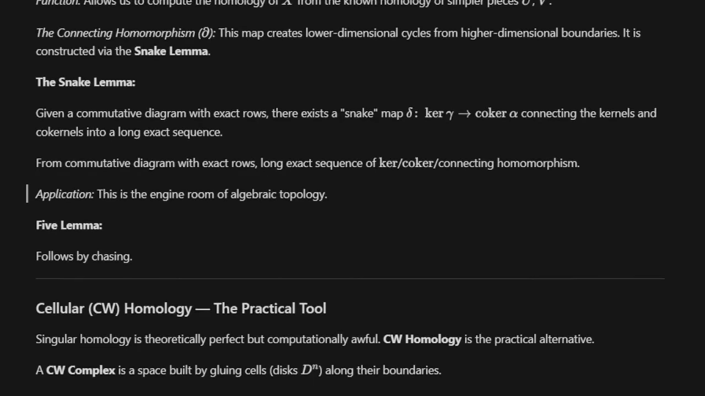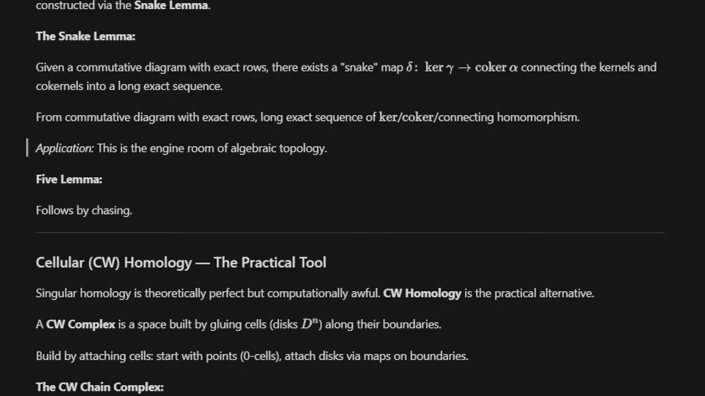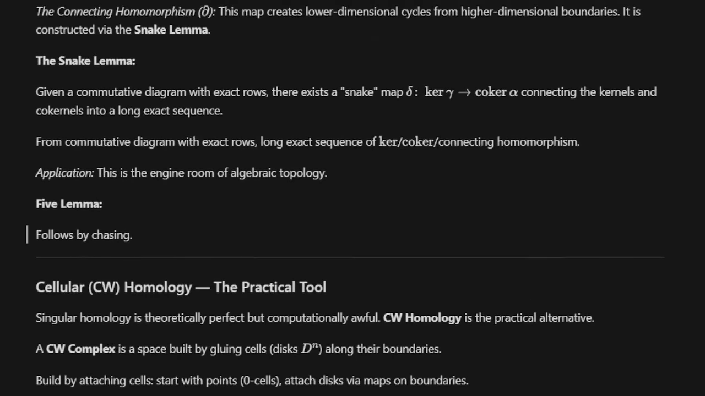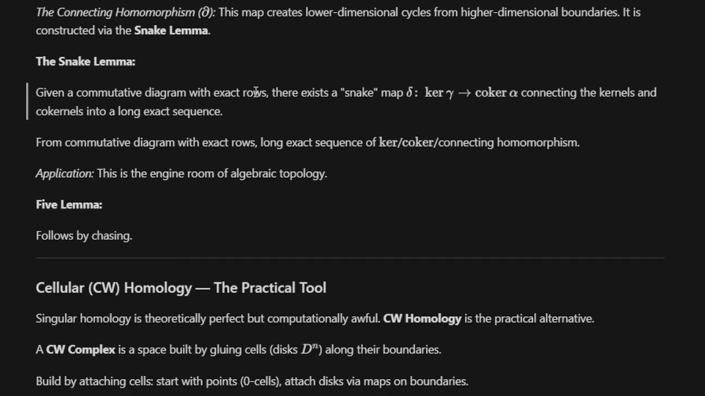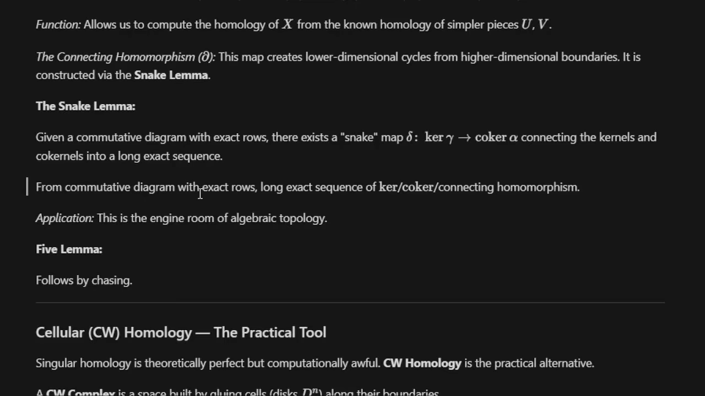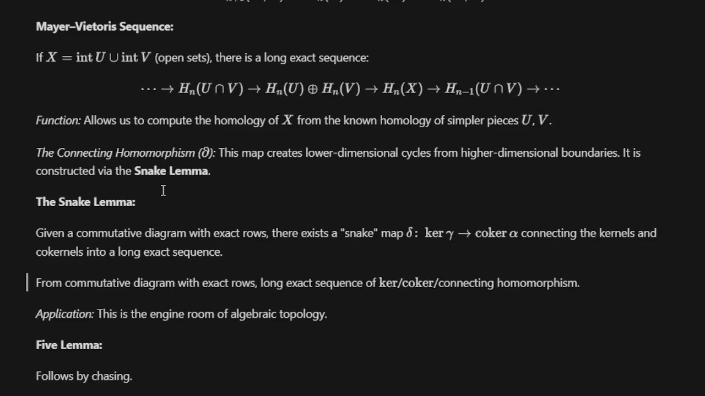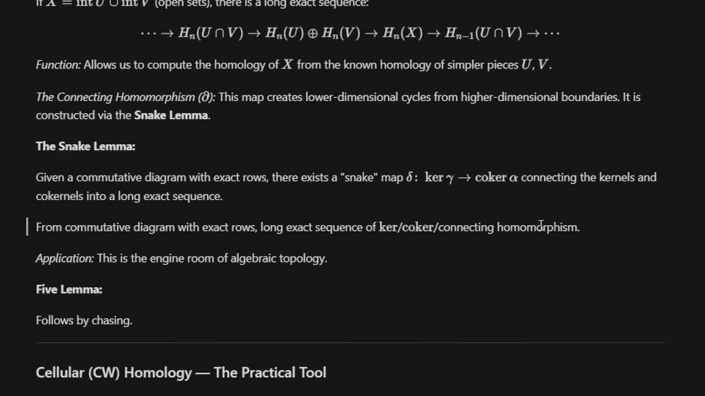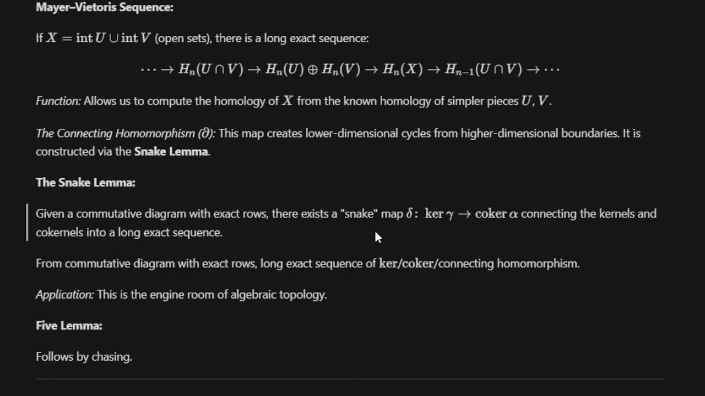All right, and so the five lemma just follows from diagram chasing, and given some commutative diagram, there exists a snake map from the kernel of gamma to the cokernel of alpha, connecting the kernels and cokernels into long exact sequences. So again, from the commutative diagram, we can have exact rows and a long sequence of kernels, cokernels, and connecting homomorphisms, extended out as we did with the snake lemma.